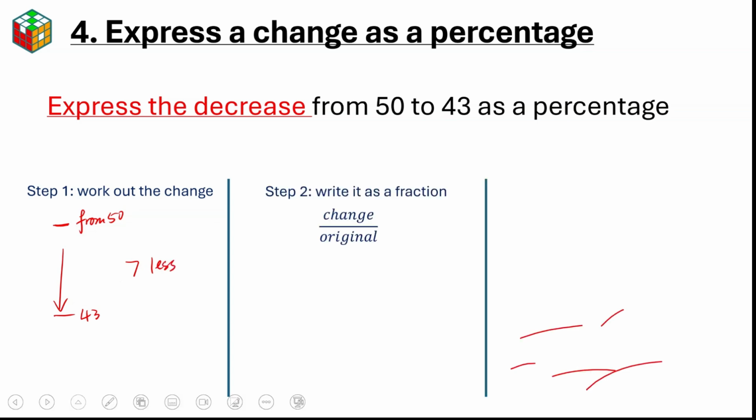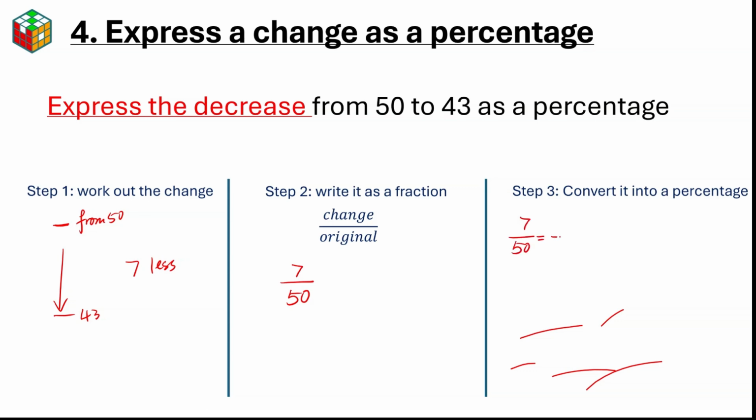Write it as a fraction: 7 out of the original amount, which is 50. And convert it to a percentage. 7 out of 50. I need to force my denominator to be 100, so I double that. Double 7 as well. So 14 out of 100 is 14%. This time it is a 14% decrease.